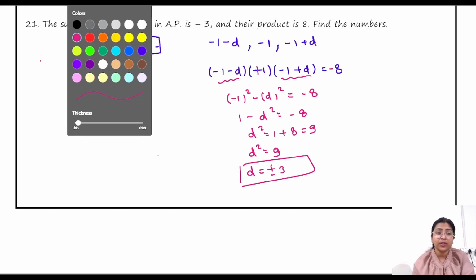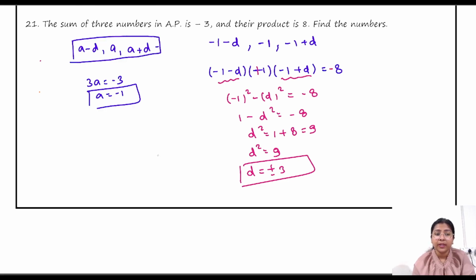Therefore the numbers will be minus 1 minus 3, if we are considering d as plus 3. So minus 1 minus 3, minus 1, minus 1 plus 3. So the numbers will be minus 4, minus 1 and 2.